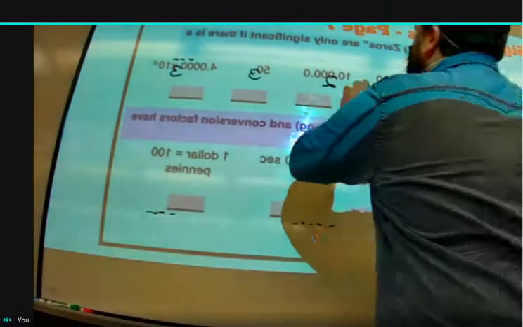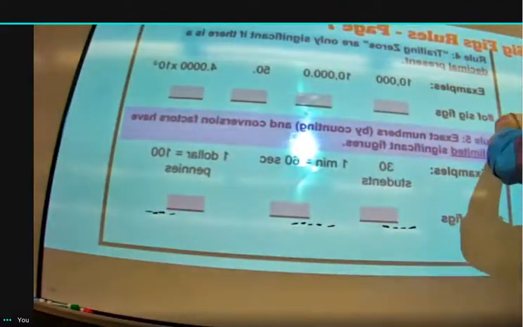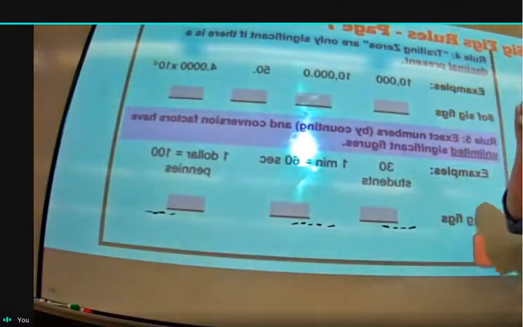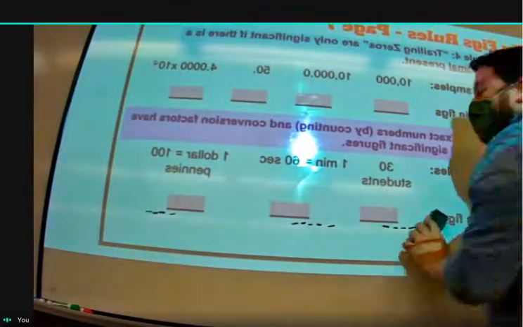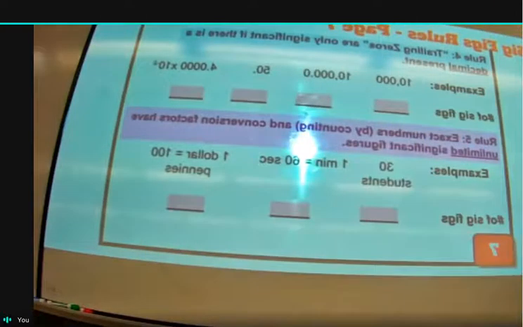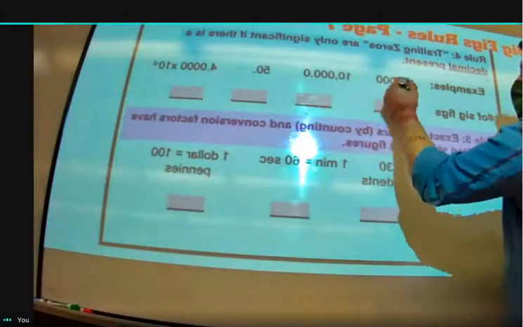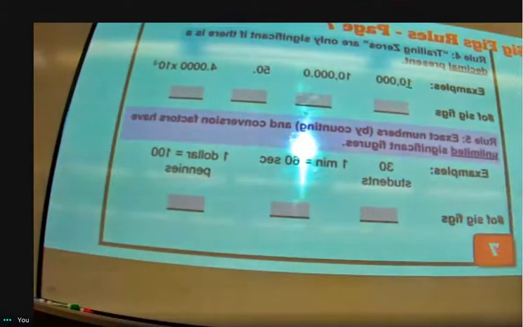Rule number 4 says trailing zeros. Trailing means at the end of the number. They are only significant if you see a decimal point. Okay? Only significant if you see a decimal point. So we've got this number 10,000. There's no decimal point. So the zeros at the end are not significant. So that means only the 1 is significant.